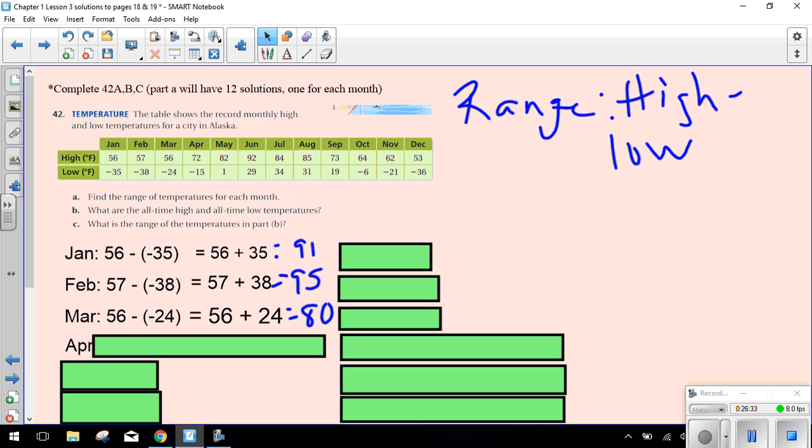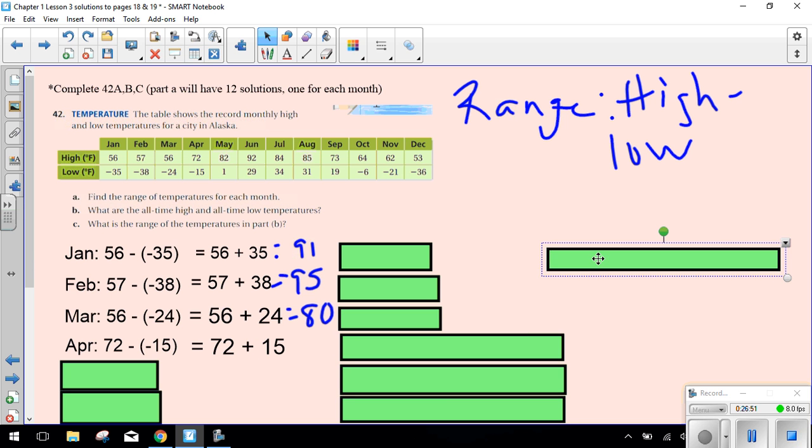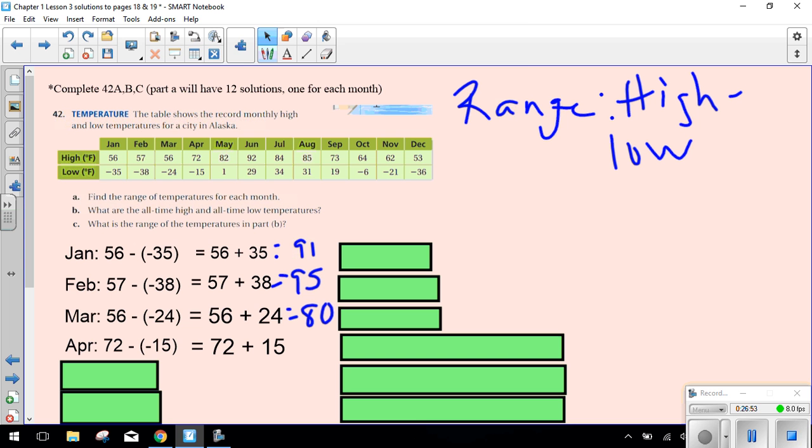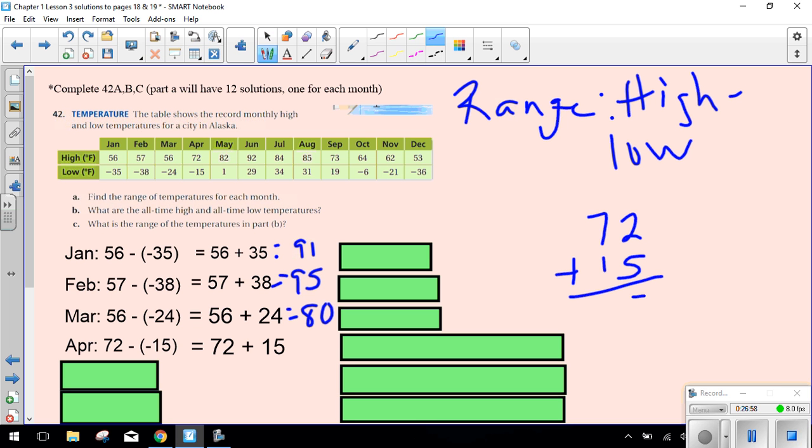Now let's go to April. So April, we have 72 for high and negative 15 for low. So we have 72 minus negative 15. That becomes 72 plus the opposite. So let's take 72 and add 15. 5 and 2 is 7. 7 plus 1 is 8. So our answer is 87.